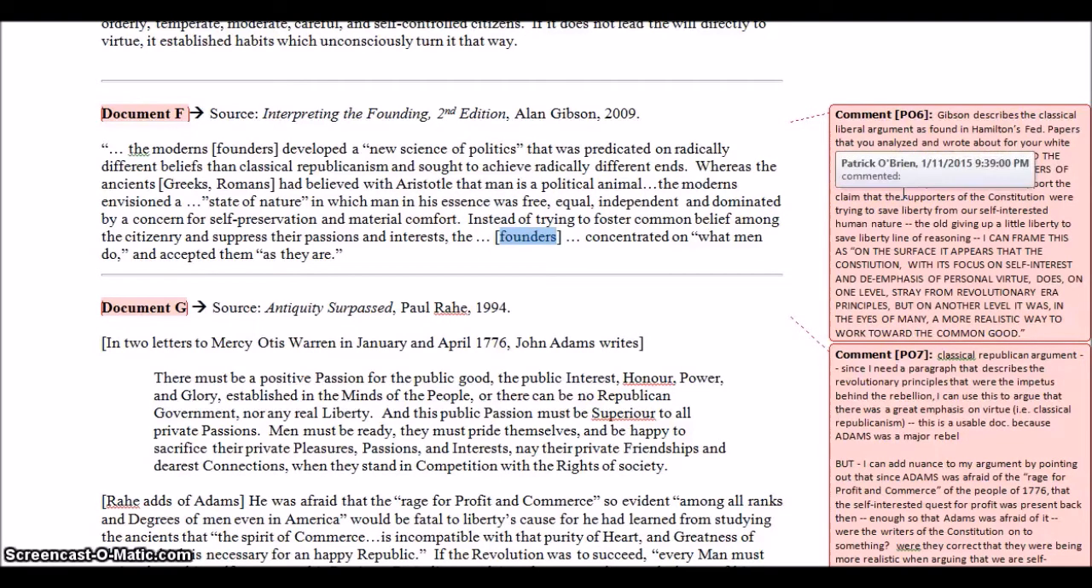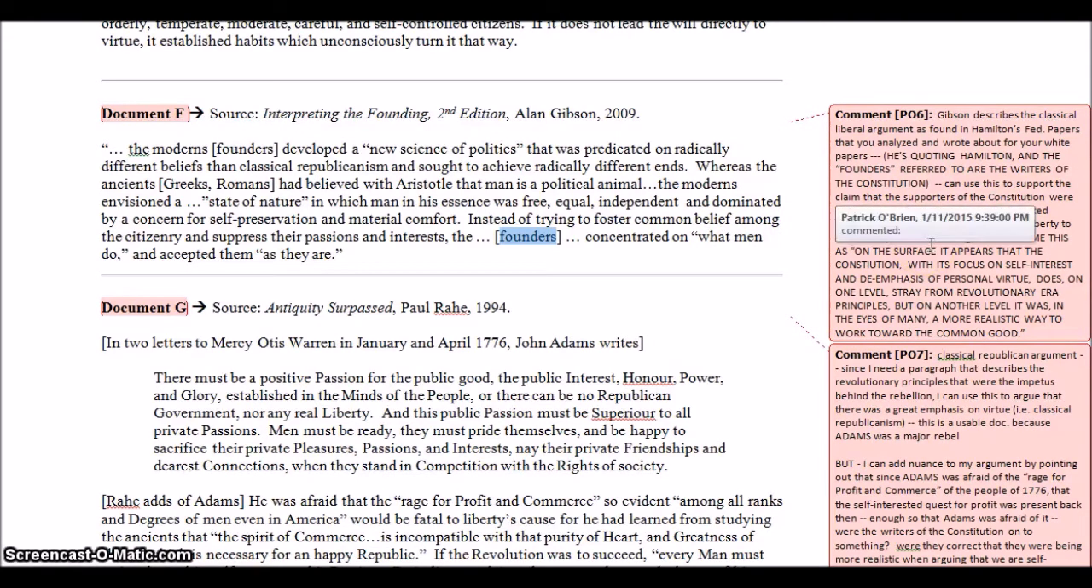All right, which many historians call the second founding. The first founding being the Revolution, the second founding being the Constitution. And this can be used to support the claim that the supporters of the Constitution were trying to save liberty from our self-interested human nature. The old giving up a little liberty to save liberty line of reasoning.